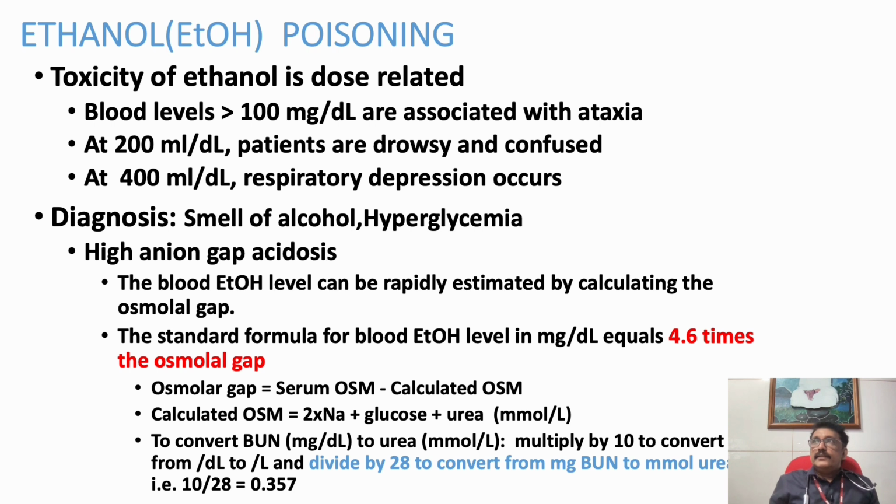Now when we get ethanol poisoning, we always send ethanol levels to the toxicology lab. According to the blood levels, we can also get symptoms. With a blood level of more than 100 milligram per deciliter, the patient can have ataxia. At 200 milligram per deciliter, the patient will be drowsy and confused. At 400 milligram per deciliter, the patient can have respiratory distress, bradycardia, hypotension, shock and all.